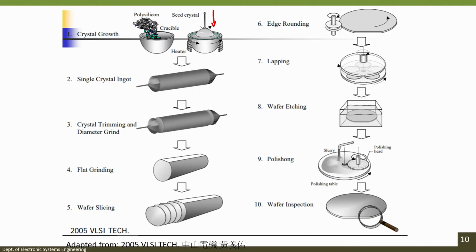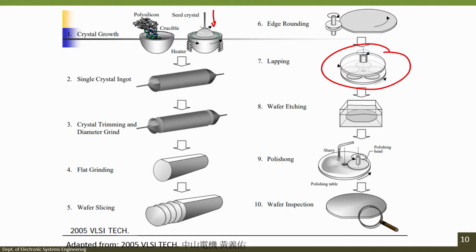After you do that, you can slice the wafer. I will show you in the next slide using diamond wires, and then there is edge rounding followed by lapping. This is a lapping process, right, and then there is wafer edge followed by polishing. After you polish both the sides, you get a double side polish wafer. If you polish only one side, then you have a single side polish wafer, followed by wafer inspection. So, these are the steps.